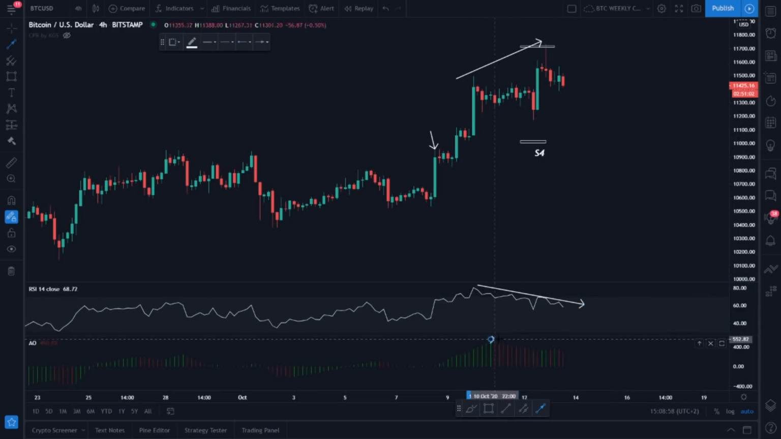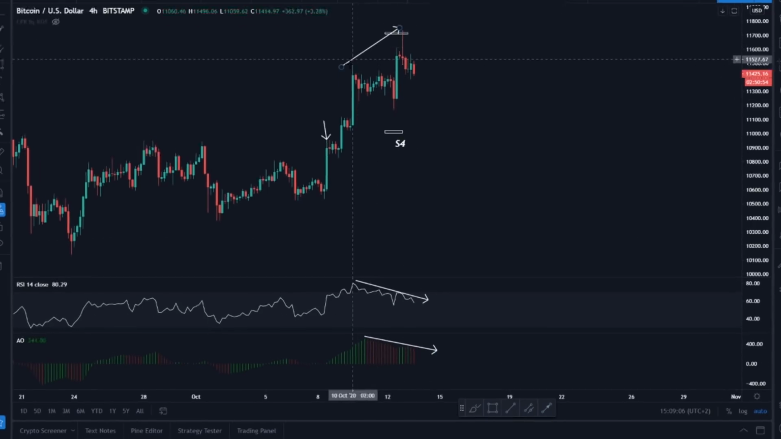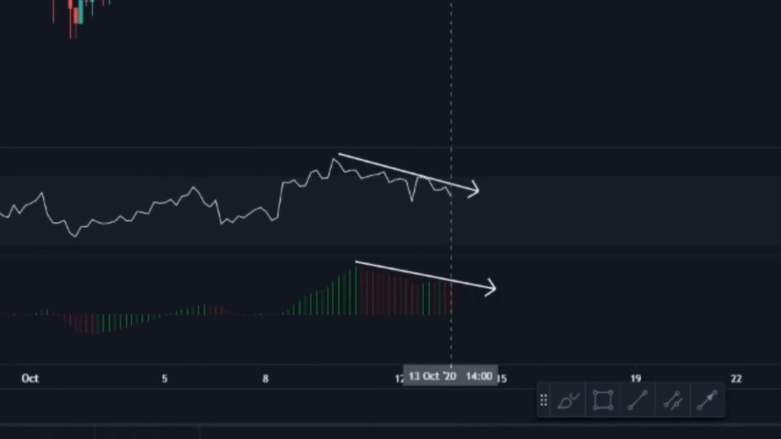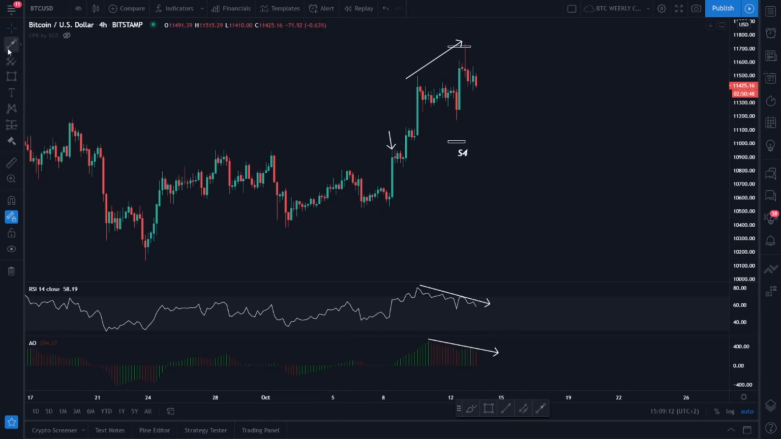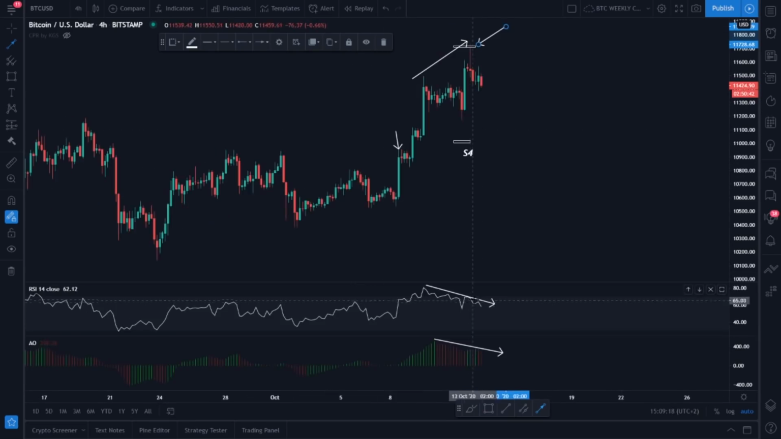And not only that, looking at this with the awesome oscillator, it also indicated, look at this RSI, look at this awesome oscillator. This is a very clear bearish divergence which occurred. And we know here we also have this S4 level of resistance, and we also saw this divergence. Now you can see you got so many confirmations.